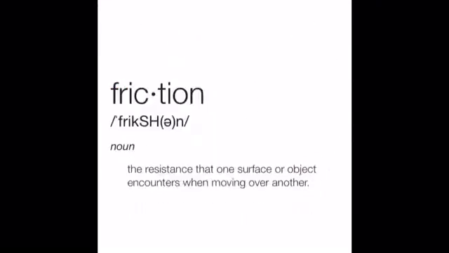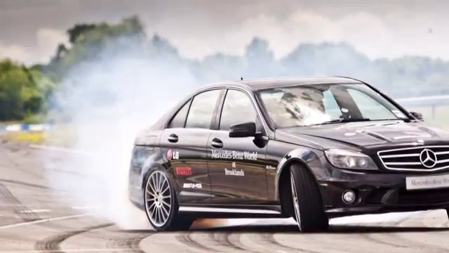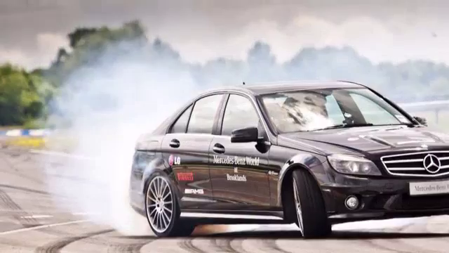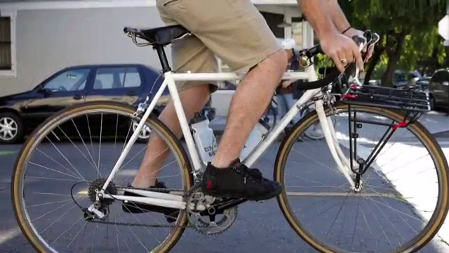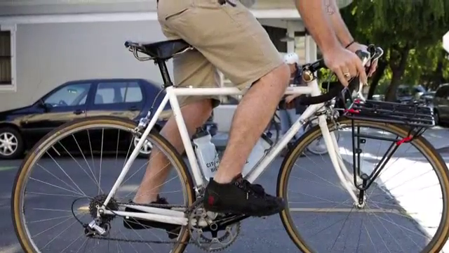Friction. The resistance that one surface or object encounters when moving over another. We need friction, slowing things down, adding a slight stop to everything. Without this, probably nothing would be possible, just like nothing would happen without gravity.